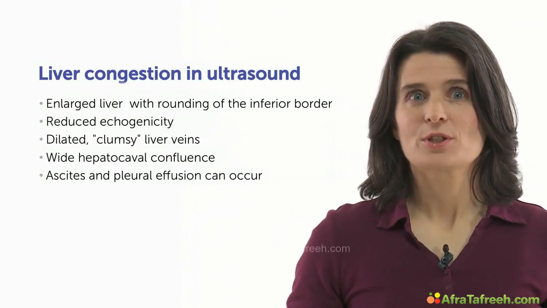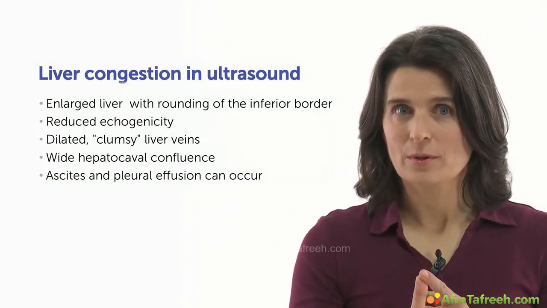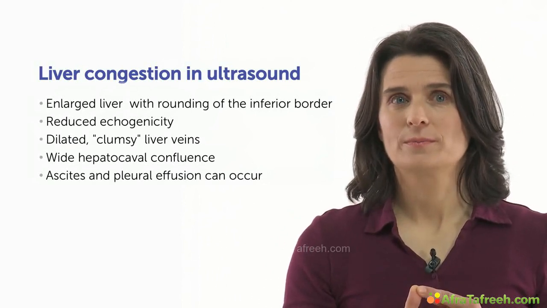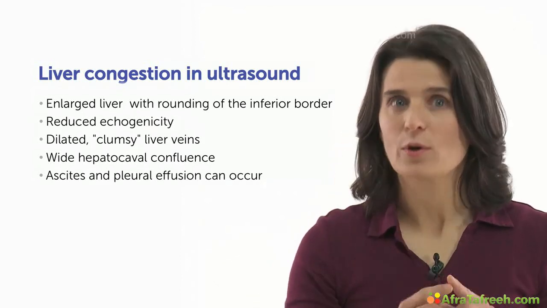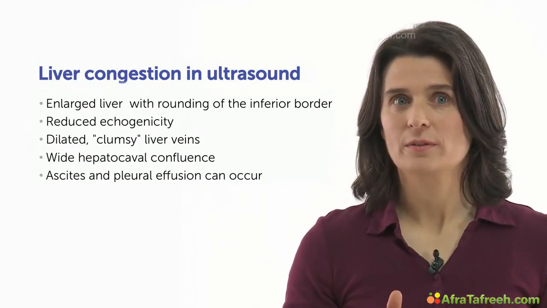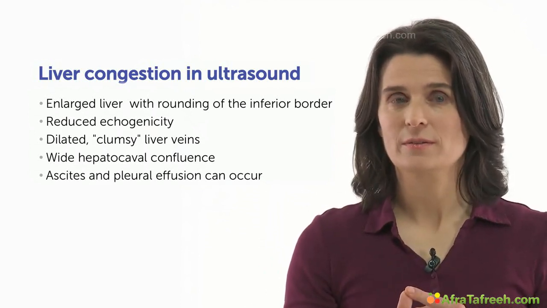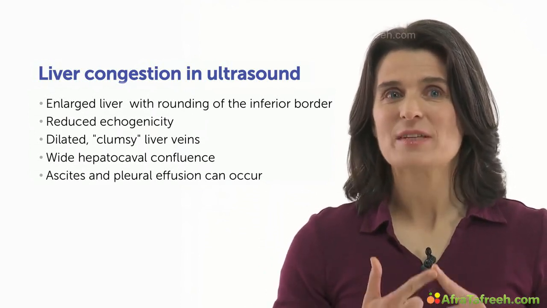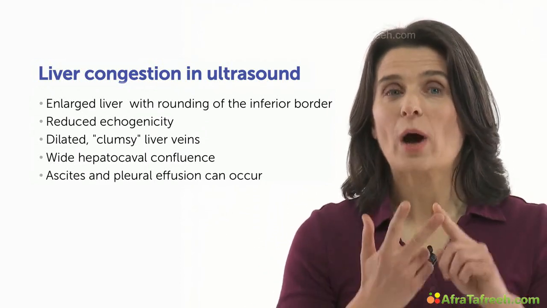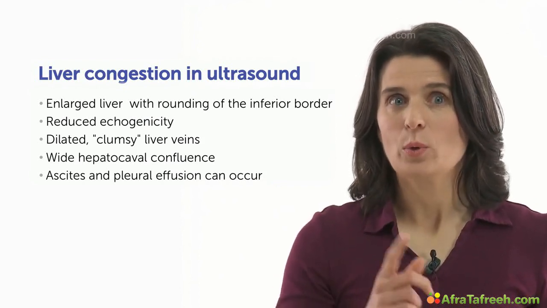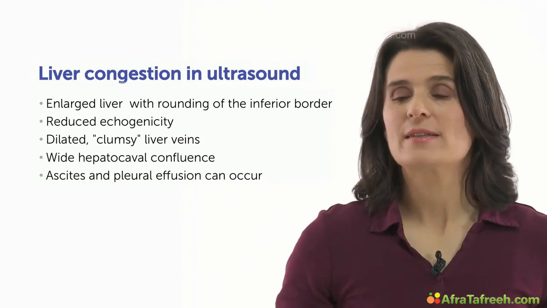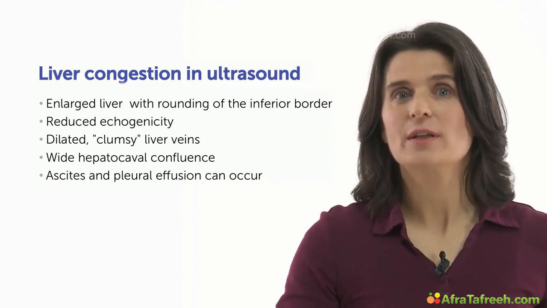Now, let's sum up. What have we seen in these pictures? Liver congestion in ultrasound shows up with enlarged liver with rounding of the inferior border. No acute angled edge, but a more obtuse angle of the inferior rim of the left liver lobe. We've got reduced echogenicity and quite dilated, clumsy liver veins. Of course, we got a wide hepatocaval confluence, and quite frequently we will see pleural effusion and sometimes also ascites, as we've seen in our pictures over here.